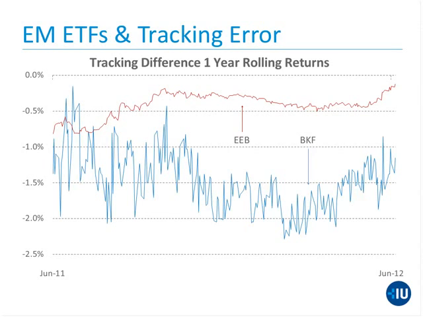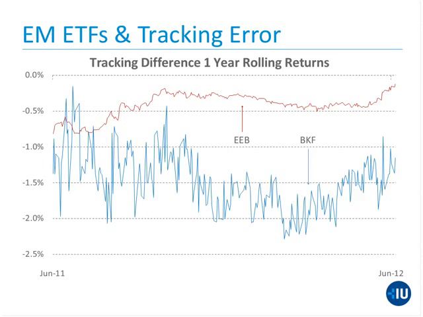This chart looks at the rolling one-year tracking difference, so the sort of difference between what you would get as an investor in a year versus what the index would say you should get in a year over one-year periods rolling back for a year. And it's looking at two different BRIC funds, the Brazil, Russia, India, China funds. The fund on the top, EEB, which looks like it's tracking both better and more consistently, is just investing in ADRs, and it's only investing in about 80 of them.